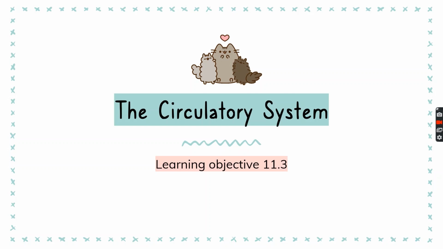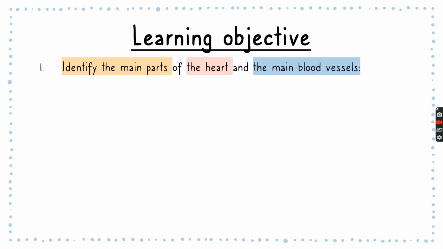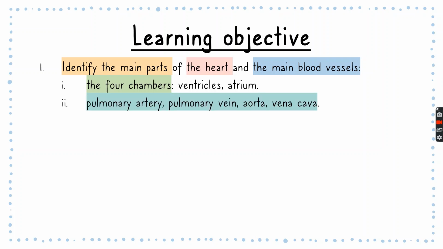Now let's move on to the circulatory system, learning objective 11.3. The learning objective for today is number 1, identify the main parts of the heart and the main blood vessels. We need to talk about the 4 chambers of the heart. We need to talk about the main blood vessels, which are the pulmonary artery, pulmonary vein, aorta, and vena cava. We also have to talk about the valves that can be found in the heart itself.